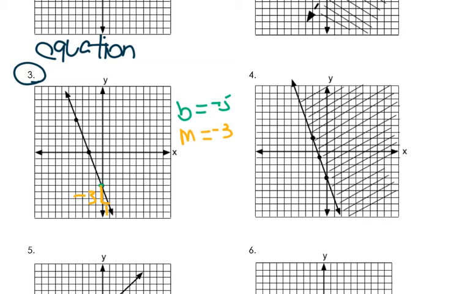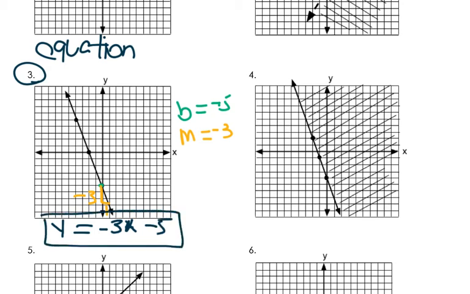So then my equation would be y is equal to -3x minus 5. Okay, there's my equation. Now let's look at number 4. So here, how do I know whether or not this is an equation or inequality? Well, it has a shaded area, so I know I'm working with an inequality. So here I'm going to again identify the b, the y-intercept, where the graph is crossing the y-axis. And here that is -4.